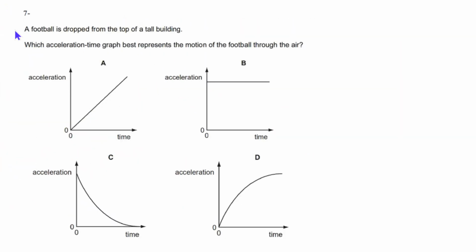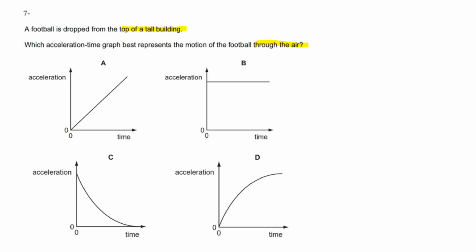For this question, it is given to us that a football is dropped from the top of a tall building. So this is important, from the top of a tall building. And also it is given to us that the air resistance is not negligible. So for this type of question, we need to always check for air resistance. Is the air resistance negligible or not? For this question, air resistance is not negligible.